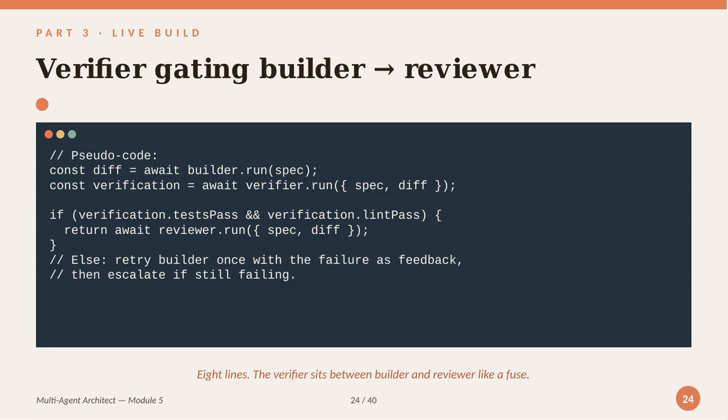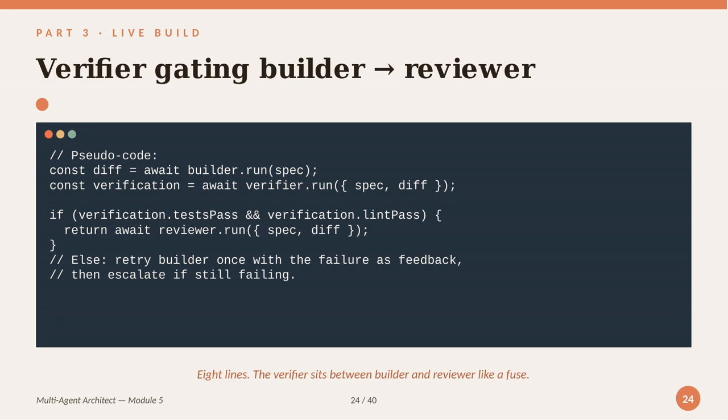Builder runs against the spec. Produces a diff. Verifier runs against the spec and the diff. Returns a verification object that includes whether tests pass and whether lint passes. If both checks pass, run the reviewer on the spec and the diff. The reviewer never sees broken work.